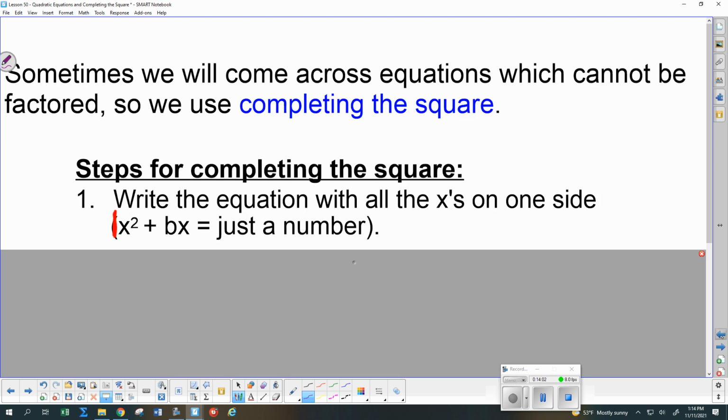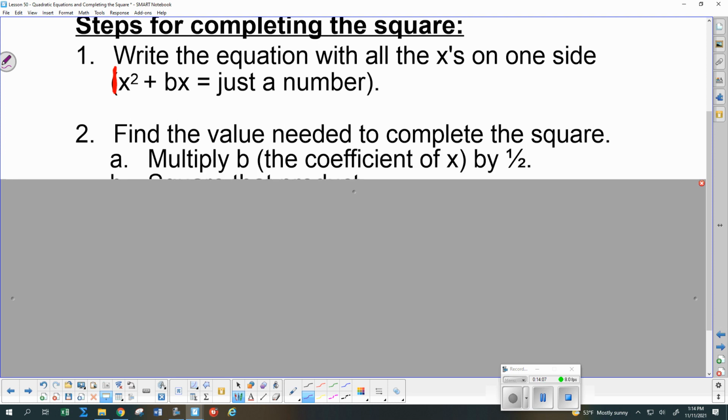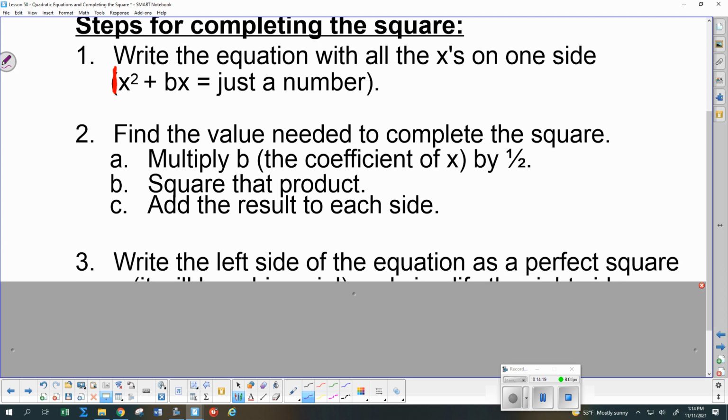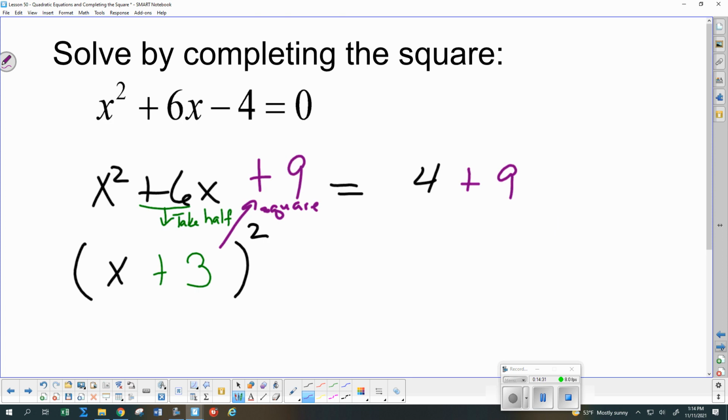So going back to my steps, we have completed the square for the left. We took half of what was in front of the x. We wrote that in the little parentheses. Then we squared it. Then we added that to both sides. Now I've written the left side as that x plus or minus something squared. I've already done that. And now I still need to simplify the right side because I had 4 plus 9, and I can put that together and say that it equals 13.